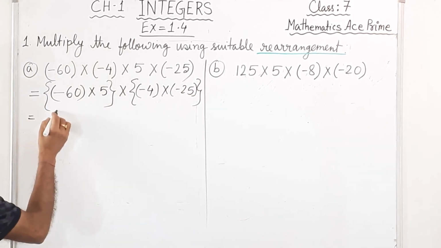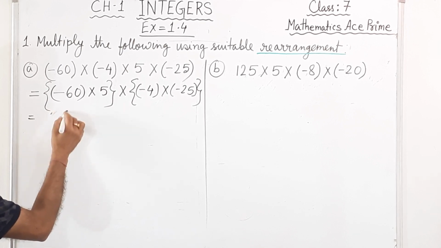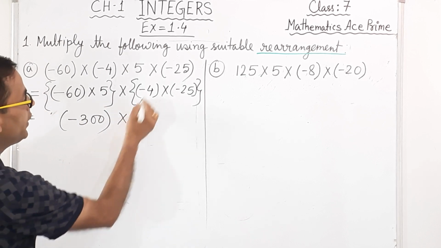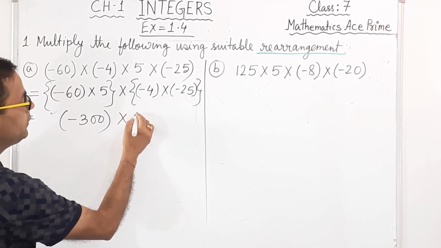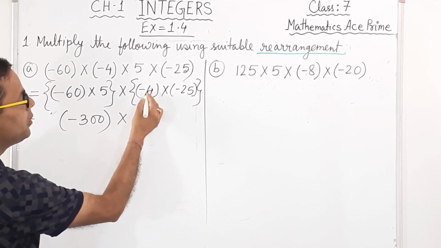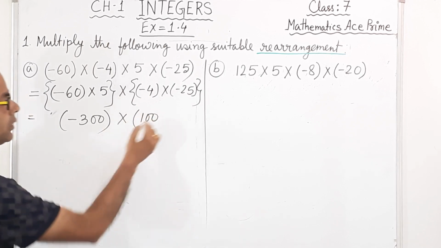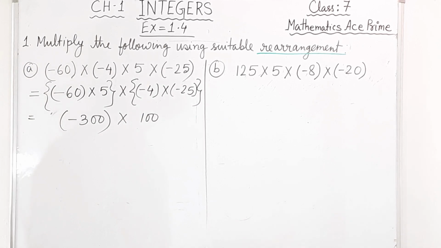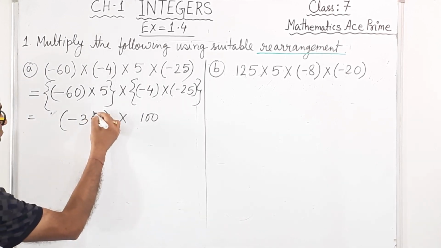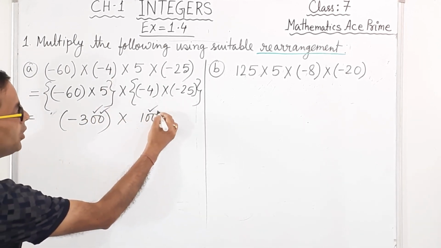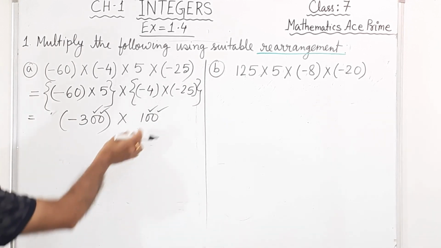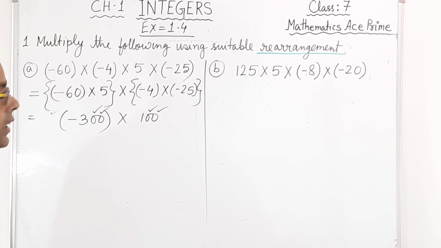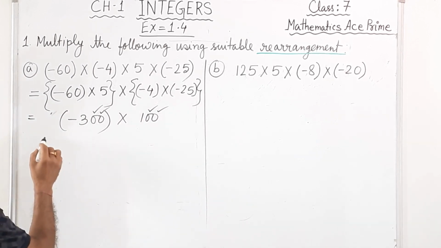See here, when I multiply, what will I get? Minus 300. And here when I multiply, what am I getting? Here 4, so 100. Clear? You can put brackets, or if you don't want to, that's okay. So I was telling you this thing only, 0. When you multiply, 0 must come, like 100, 200, 500. Then the multiplication becomes easy.